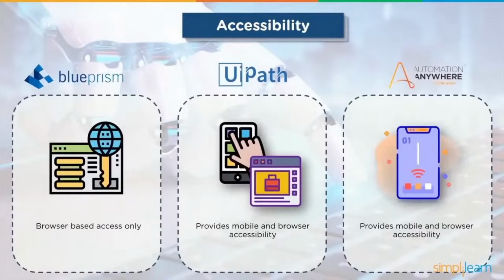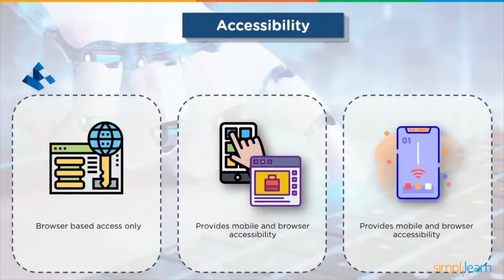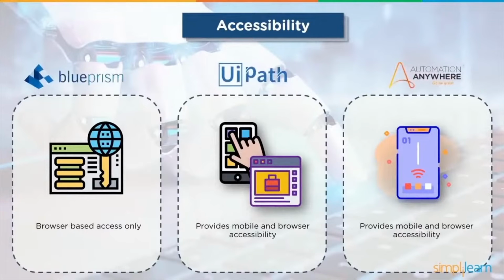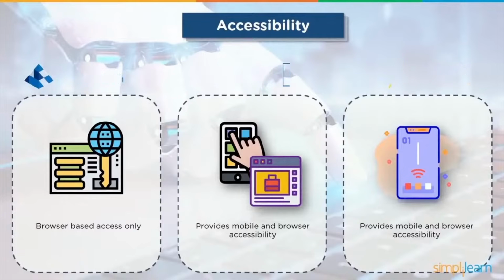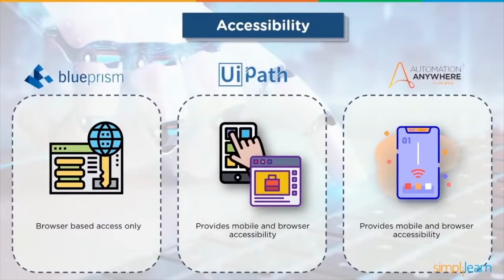The next feature of comparison is accessibility. Blueprism offers browser-based access only. UiPath and Automation Anywhere, on the contrary, offer both application-based and browser-based accessibility. In case of Automation Anywhere, the control room can be accessed with a browser or a mobile application. This is the only platform where users can create bots on any device or any operating system.